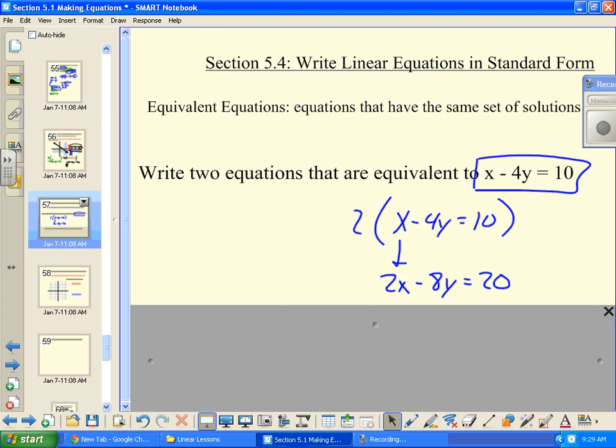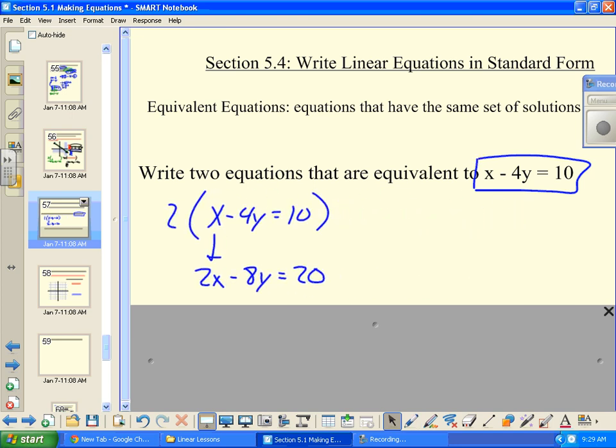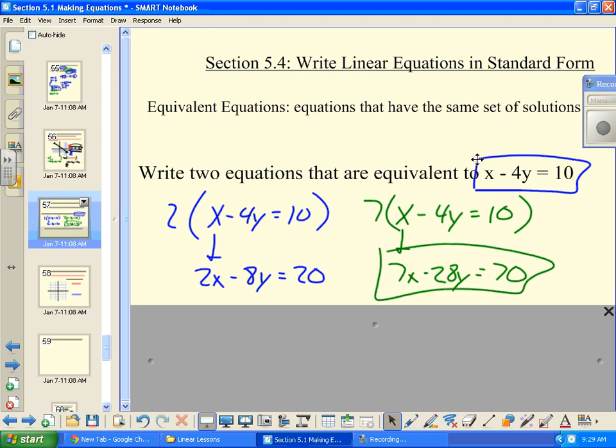If I want to take that same equation, it says to make 2 of them, so I have to make another one here. I could take that same equation and multiply it by, let's say, 7. If I do that, I'll get 7x minus 28y equals 70. These two equations would be equivalent to that original equation. If we graphed all three of these equations, we'd find, like we did on the previous page, they'd all fall on the exact same line. So that's creating equivalent equations with standard form equations.